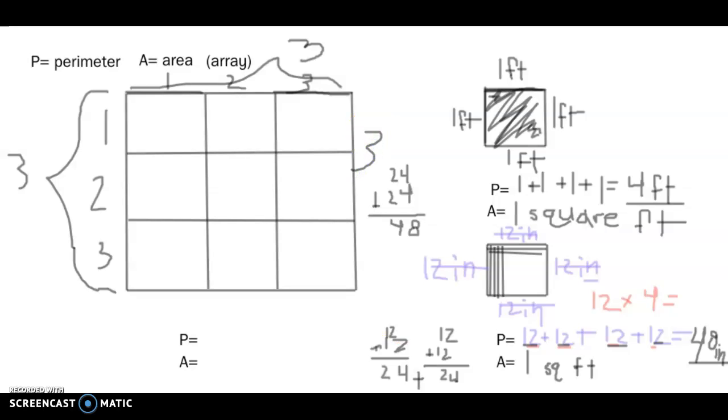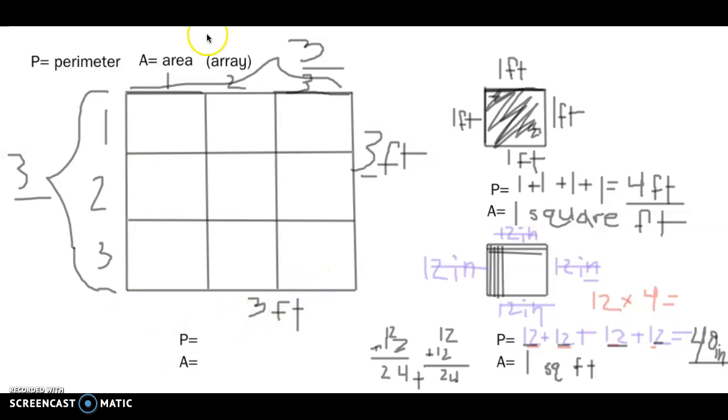Let me erase this right here. And what would my other side be? 3. Oh, not what I wanted. Okay, and then this side is 3. Does that make sense if it's a square that all sides would be 3 feet? Yes, it would, because squares have the same length of sides. All 4 sides are the same length.